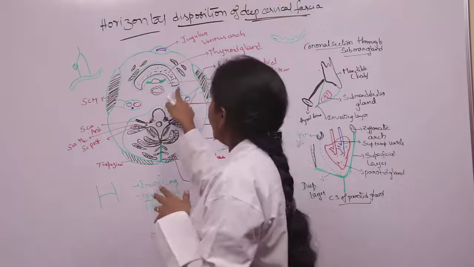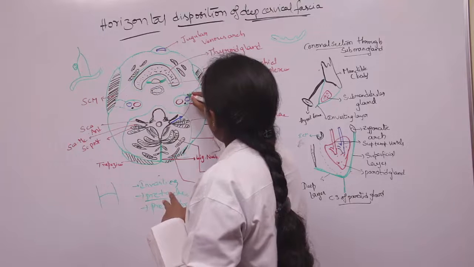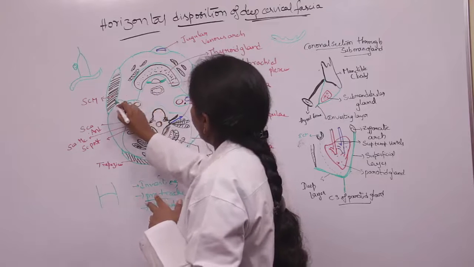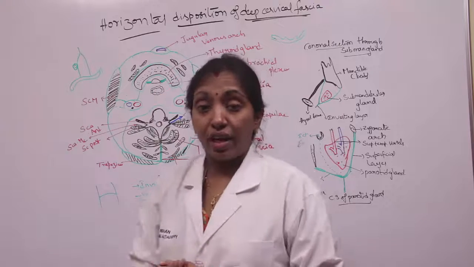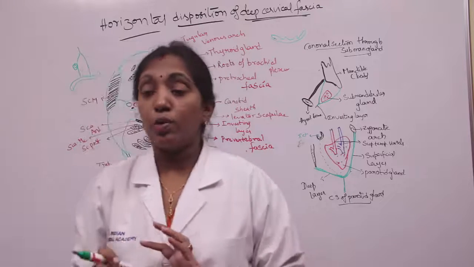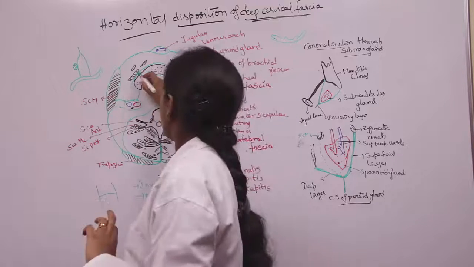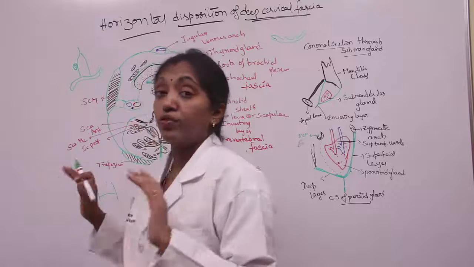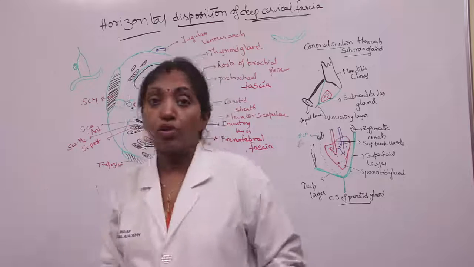So this splits to enclose the thyroid gland. From here, the investing layer of deep cervical fascia, the pretracheal fascia, splits to enclose the thyroid gland, that is, an anterior layer and a posterior layer. The anterior and posterior layers which cover the thyroid gland form the false capsule of the gland.